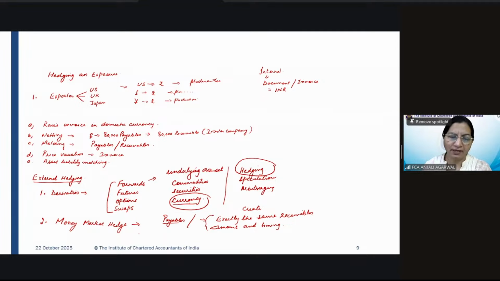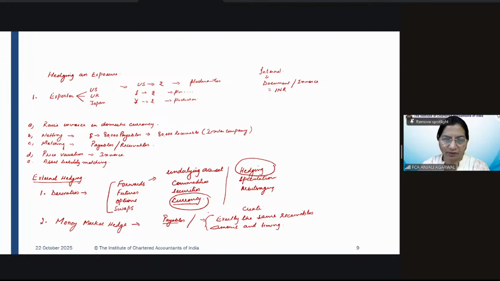Similarly, if you have receivables in a foreign currency, in a money market hedge you will create a situation where you have exactly the same amount of payables at exactly the same time. How will you create payables? By borrowing the money at the applicable rate of interest. So money market hedge is also a very interesting way in which you can cover yourself from your exposure, right?